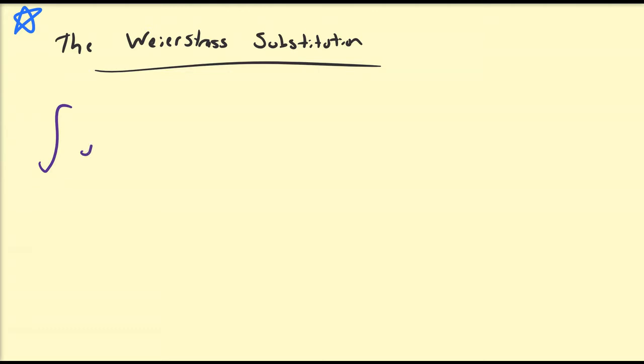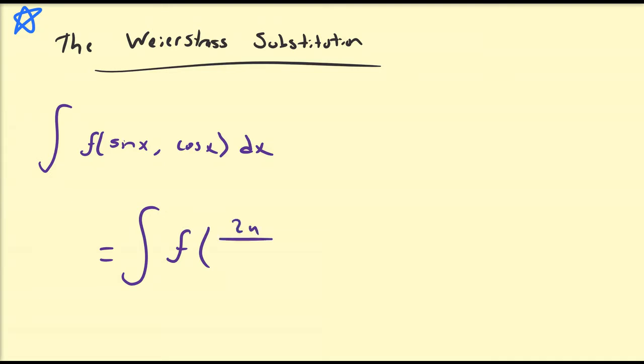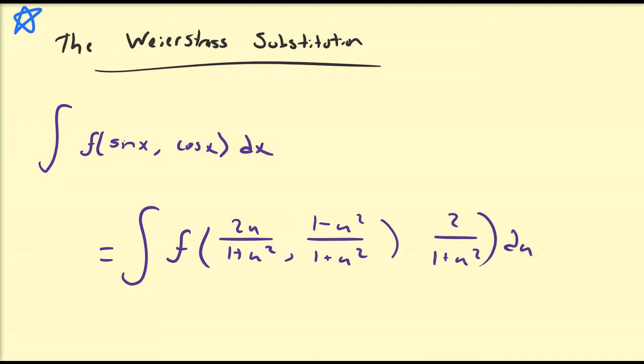Namely, if you have an integral of a function containing both sines and cosines with respect to x, then this is equivalent to finding the integral by replacing sine with the function 2u over 1 plus u squared, replacing cosine with the function 1 minus u squared over 1 plus u squared, and replacing dx with the function 2 divided by 1 plus u squared du.